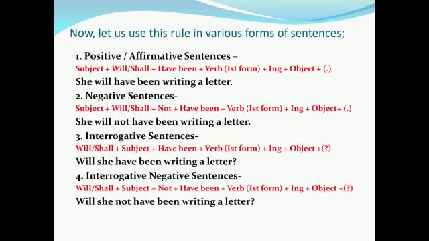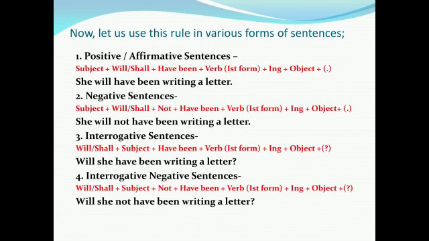It will be subject plus will, shall plus have been plus verb in the first form, of course. When it is ing, it has to be first form, plus ing plus object. And the sentence will be, she will have been writing a letter. Negative will be, she will not have been writing a letter. The rule is subject plus will, shall plus not plus have been plus V1 plus ing.